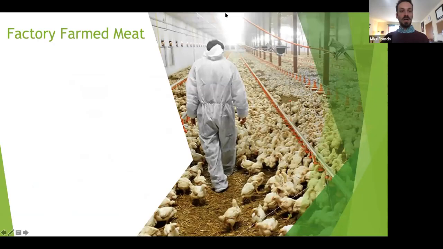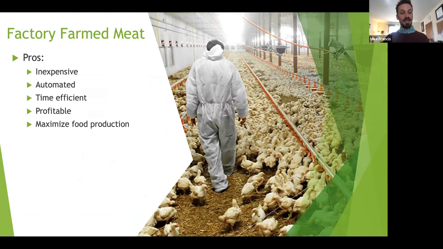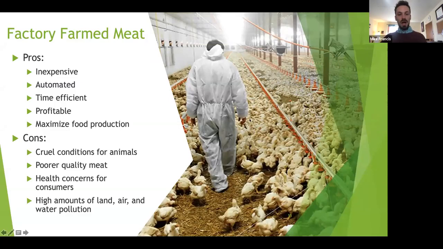And I want to talk about factory farm meat, because I think this is an important topic that doesn't get as much attention as it deserves. So again, there's pros and cons of factory farm meat. The pros are it's inexpensive, it's automated, it's time efficient, very profitable, and you can maximize your food production. But the cons are that these animals are not in ideal conditions.